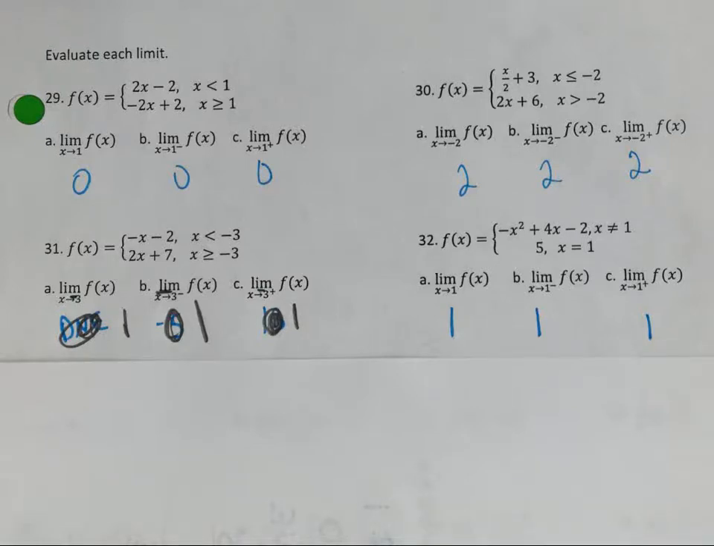Plug 1 in. That's going to be 1 squared is 1. Negative 1 plus 4 is 3. 3 minus 2 is 1. From the left, I would plug in the same one. My overall is 1. You said, but x equals 1. I would have only used that bottom if I said, what is f of 1, wouldn't I? Equals 5. But for the limit, those are the numbers approaching it. So I would have used that there. Does that make sense? Are we good on that?